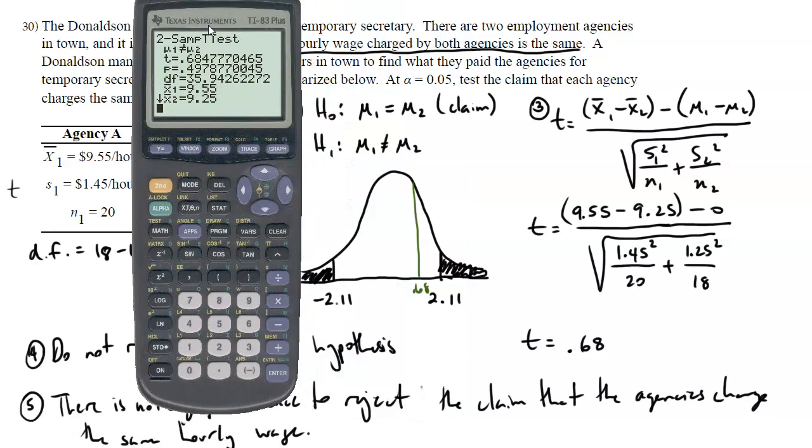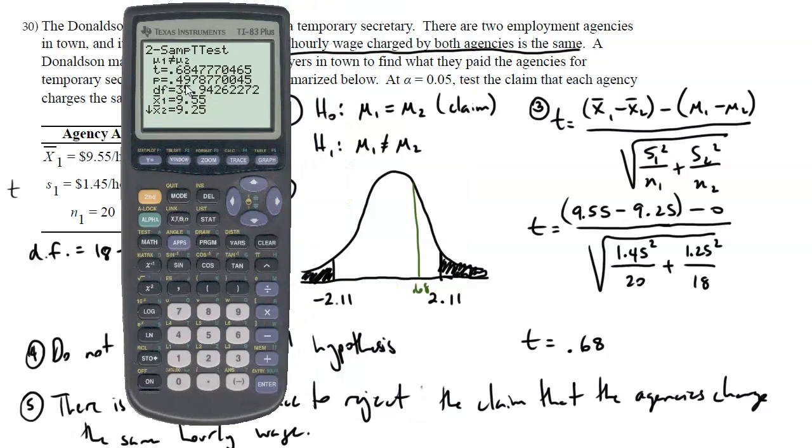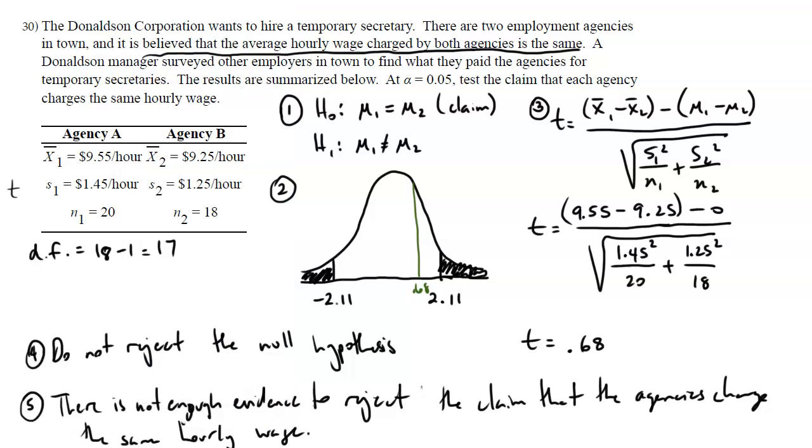T-value is 0.68. P-value is 0.49. We can use that. 0.49 is greater than alpha, greater than 0.05. So do not reject the null hypothesis. Same conclusion we got. Same conclusion we drew. That's it.